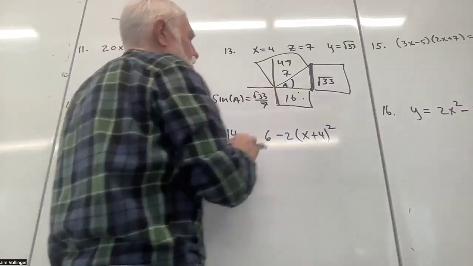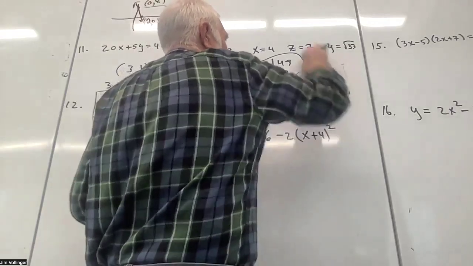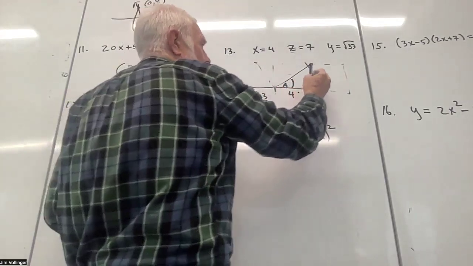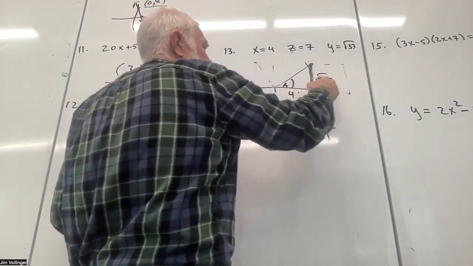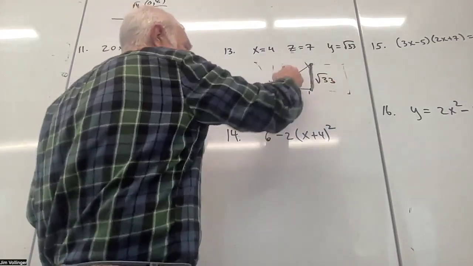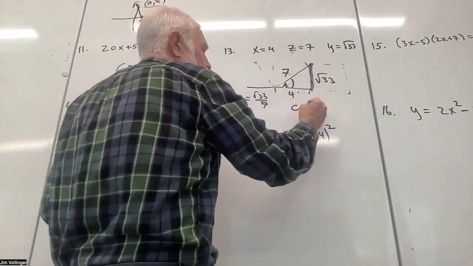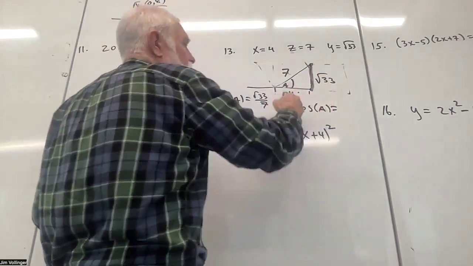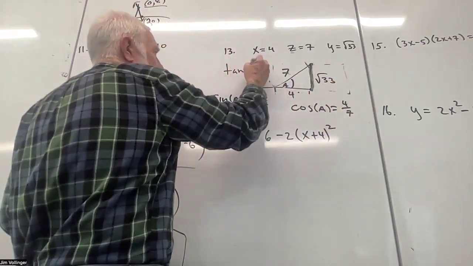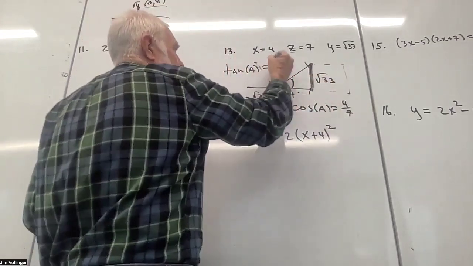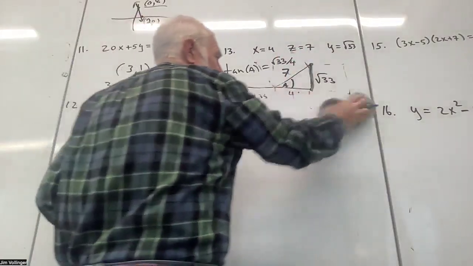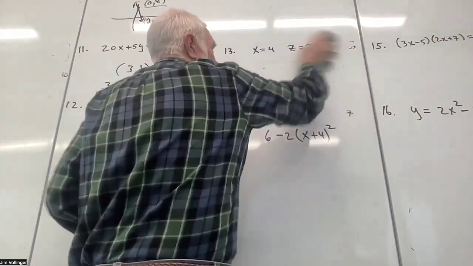Let me get rid of these areas. Go back to what we have now. We now have a triangle that has a width of 4, a height of root 33, which is a little less than 6, and I have 7. And the sine of that angle is that ratio. The cosine of that angle is that ratio. And the tangent of that angle is that ratio. Planting some seeds.